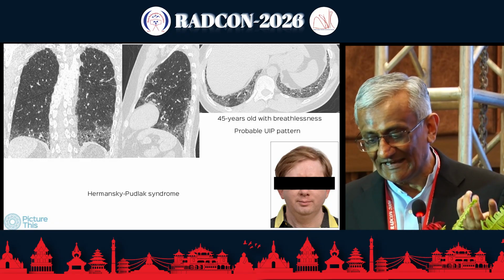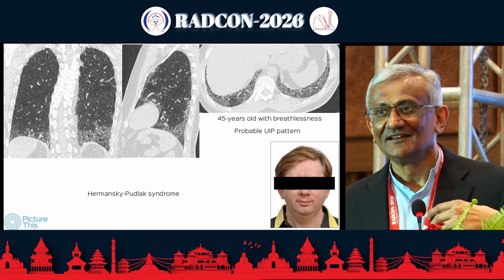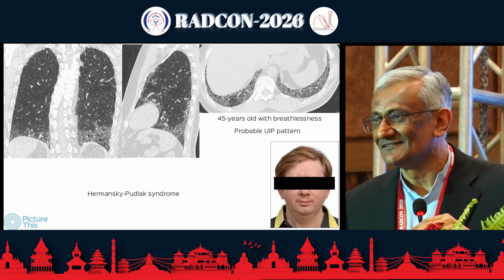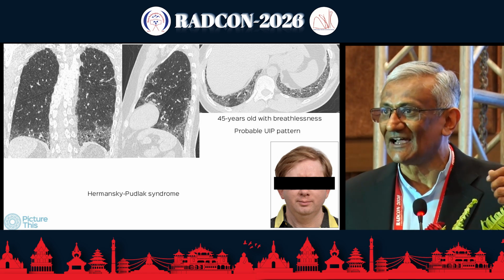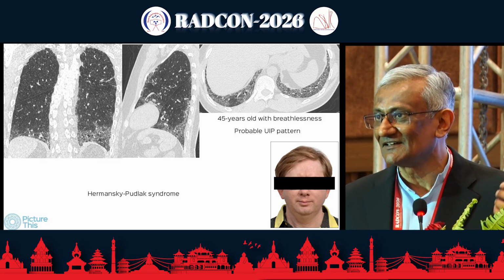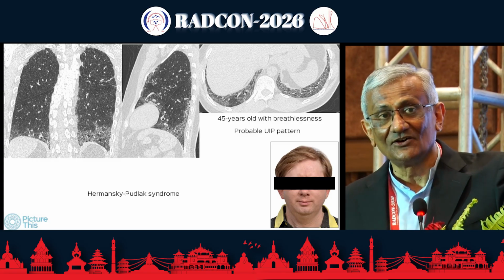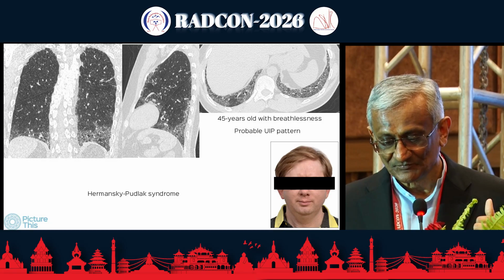This patient again has a probable UIP pattern, has this very typical facies. We're not clinical here. I don't think anyone knows how to diagnose by just looking at the skin and the face, so I won't ask. This is the Hermansky-Pudlak syndrome. So this is genetic ILD or a secondary ILD.